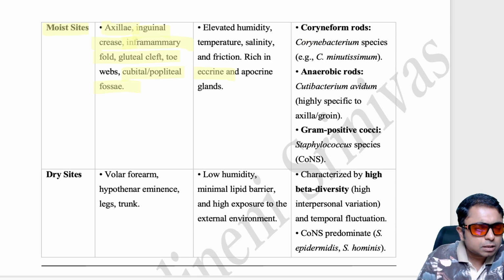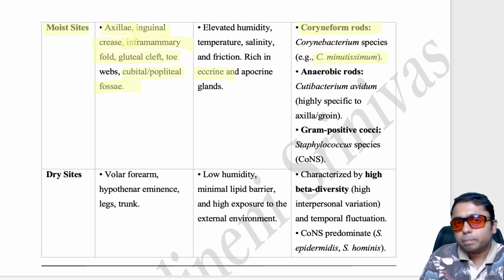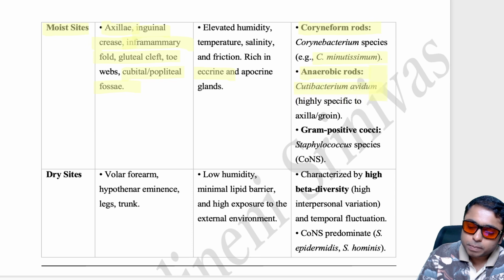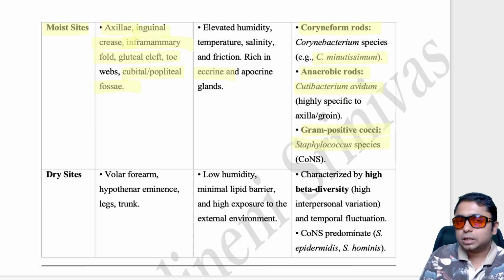So what are the organisms present predominantly in these sites? The coryneform rods, the Corynebacterium species, Corynebacterium minutissimum. That is the reason why this organism is going to produce the erythrasma in these moist sites precisely. Right? Anaerobic rods, Cutibacterium avidum, gram positive cocci, Staphylococcus species, which are coagulase negative Staphylococcus.